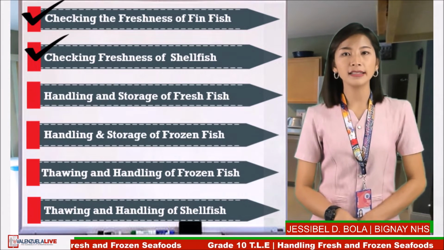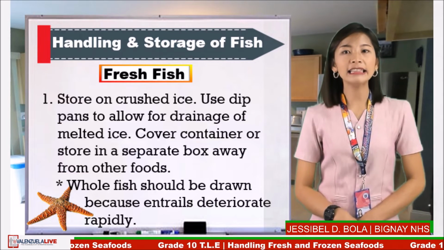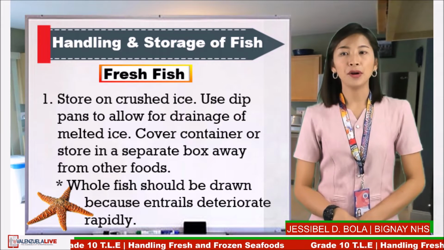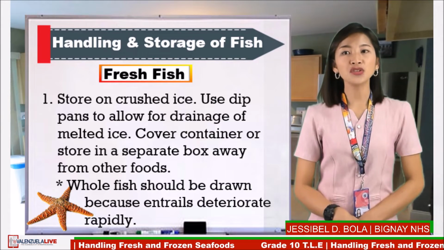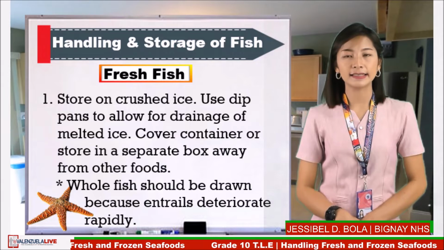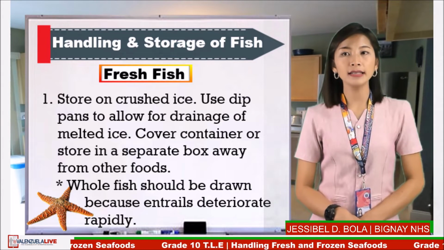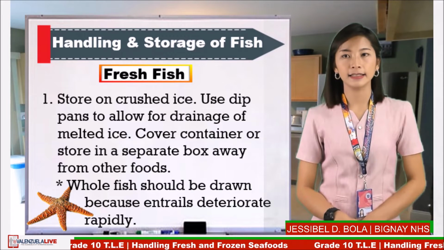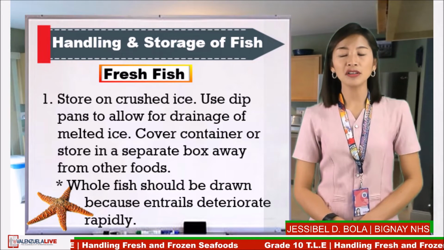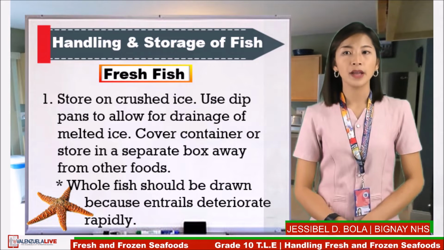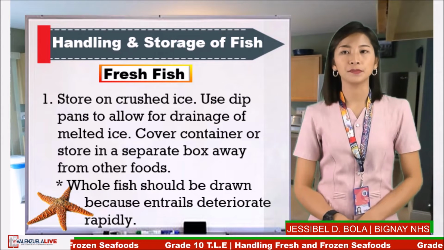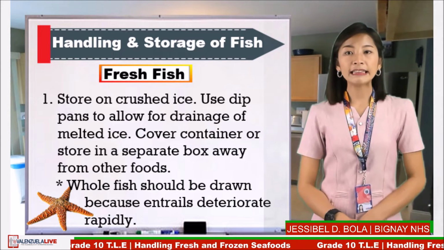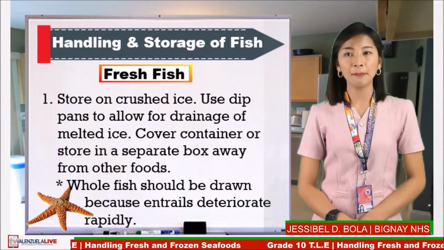This part is the handling and storage of fresh fish. Number 1, you need to store on crushed ice. Use deep pans to allow for drainage of melted ice. Cover the container or store in a separate box away from other foods. Whole fish should be drawn because entrails deteriorate rapidly.